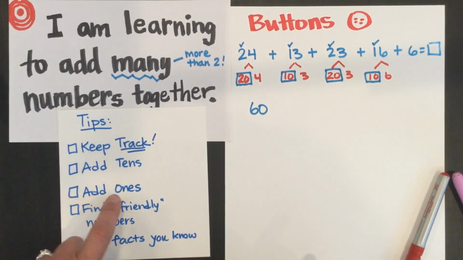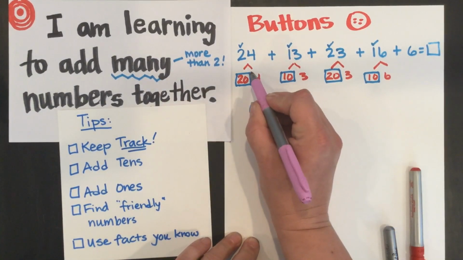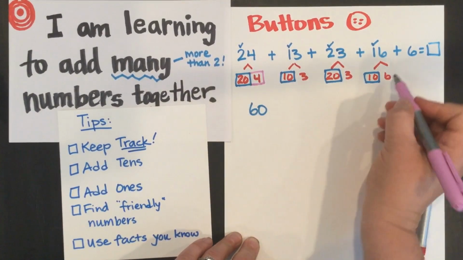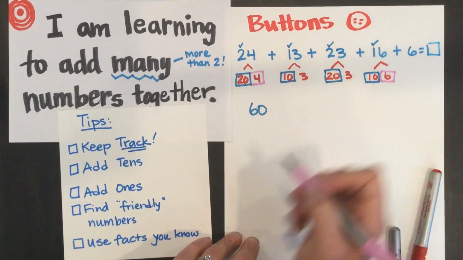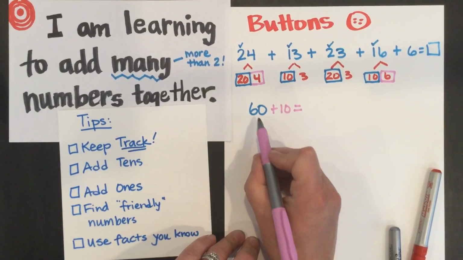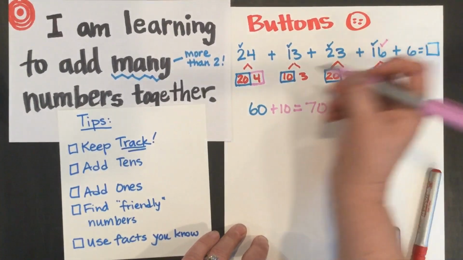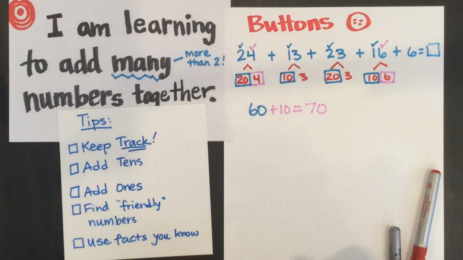And now I'm going to add the ones. And the way I'm going to add the ones is I'm going to be thinking about and finding some friendly numbers that I could put together to help me add a little bit more efficiently. Well, here I can see that the 4 from the 24 and the 6 from the 16 gives me another 10. And so now I know that I have 70. And I can check that I've used this 6 and I've used this 4.